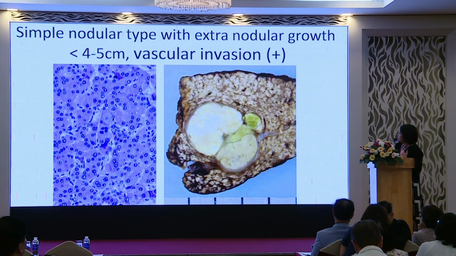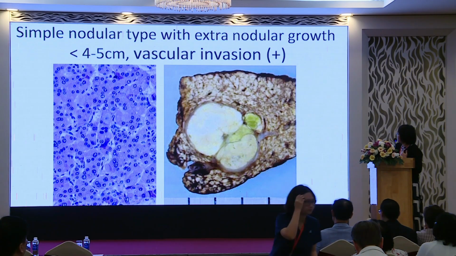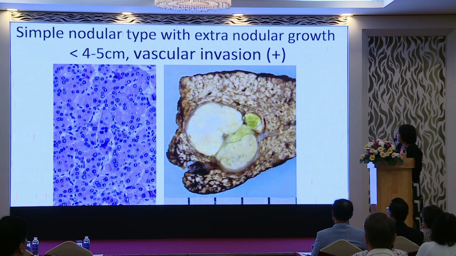However, when tumor presents simple nodular type with extra nodular growth pattern, as you can see here, then extra nodular growth pattern indicates the presence of vascular invasion, and the color is becoming more whitish, less green color, and the tumor differentiation is usually moderate. And we see vascular invasion more often, and the tumor size is usually around 4 to 5 centimeters.